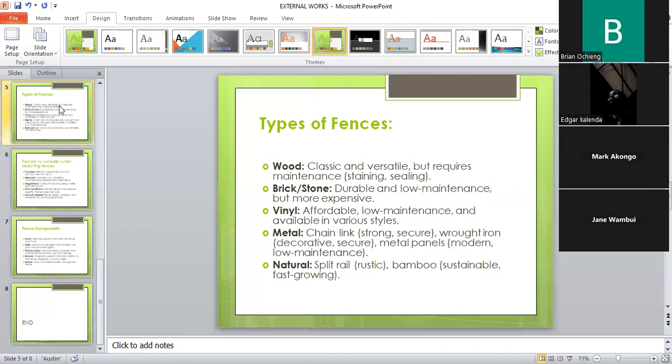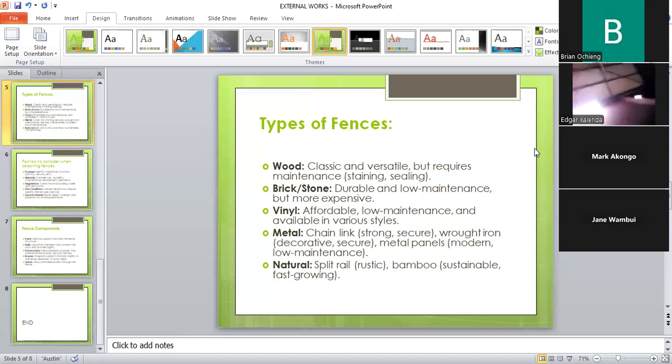Now we come to types of fence. I'll ask one of the participants, Edgar Calendar. Are you with us? Yes, sir. Close your video and read for us what you can see on the screen. Open your microphone. Okay, it's like he's not with us.